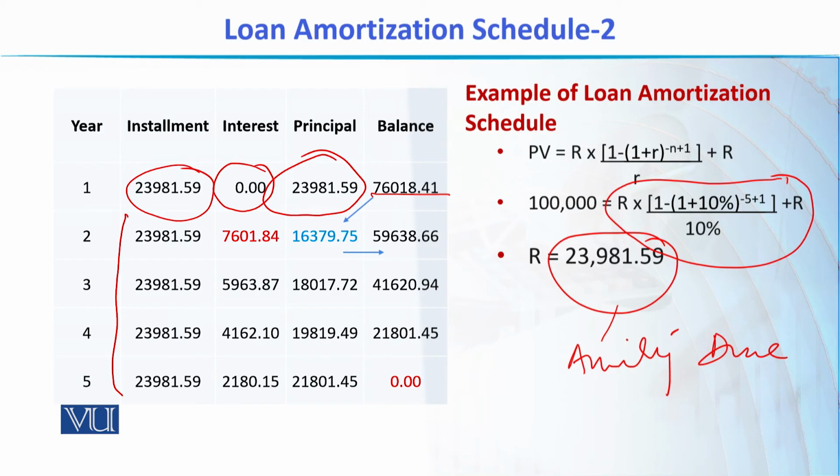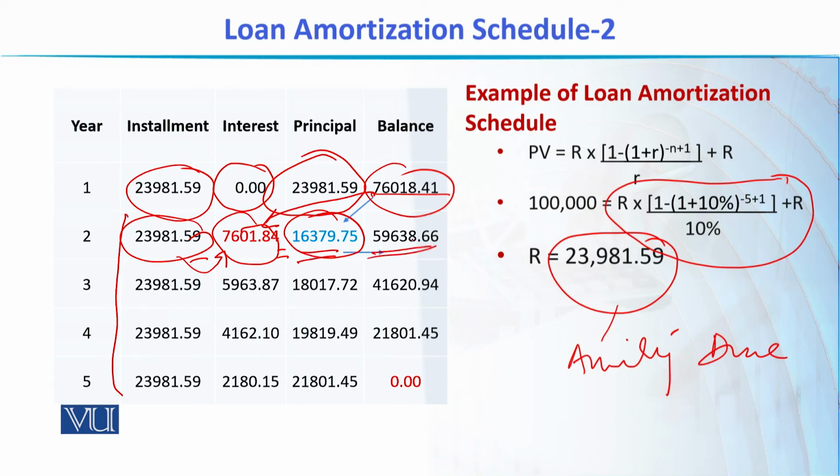From the next year onwards, the calculations are very much similar to the one that we have discussed in the loan amortization schedule of ordinary annuity, where we'll calculate the rate of interest on the previous year's balance, applying the rate which is 10%, and then deducting out of the installment this amount of interest, getting the amount of principal that has been repaid in that installment. So in this case, you can see it is 116,379, which is the principal repaid.